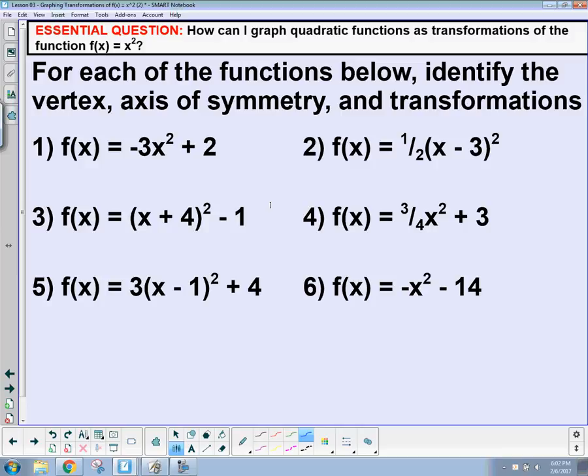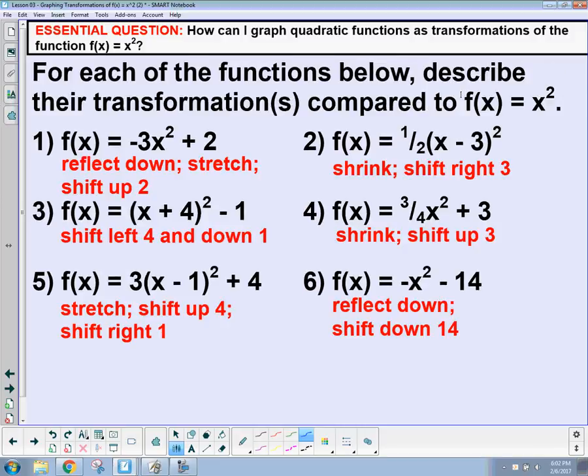All right, here's your answers. Reflects down because of the negative. Stretch because the 3 is greater than 1. That's what causes the stretch. Shift up 2. This one, a shrink, because that's a half, which is less than 1. Right by 3, because it's negative 3.